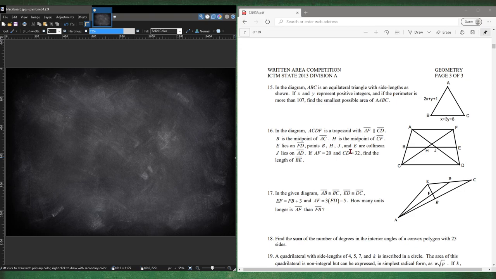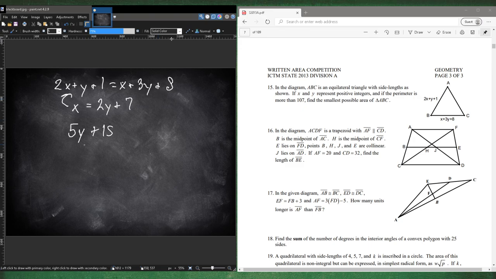Okay, number 15. In the diagram, ABC is equilateral. So if it's equilateral, looking at the diagram, that means the side length has to be the same. So x plus 3y plus 8. So that will be x is equal to 2y plus 7. And we could plug it back into one of these side lengths to get 5y. And that's 14 plus 1 is 15.